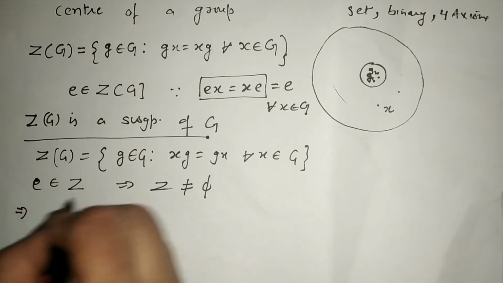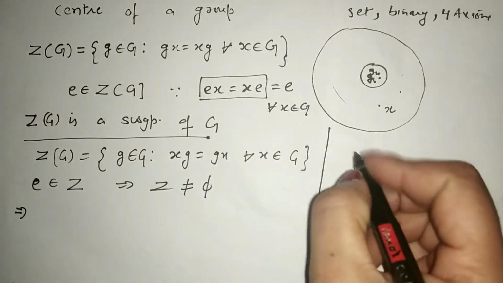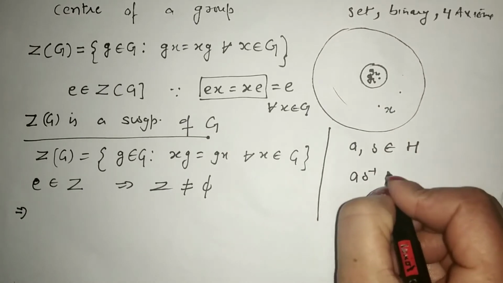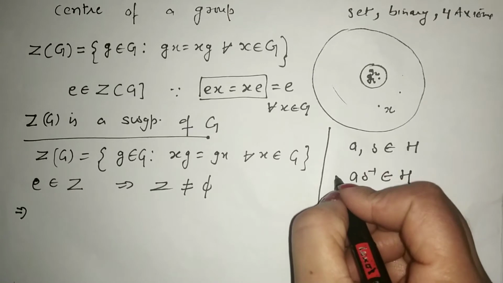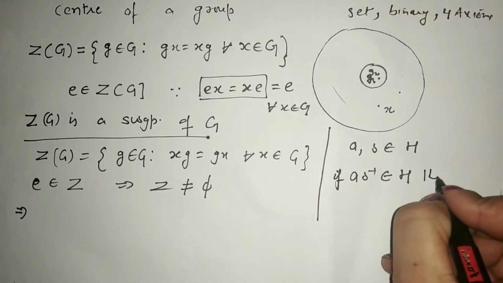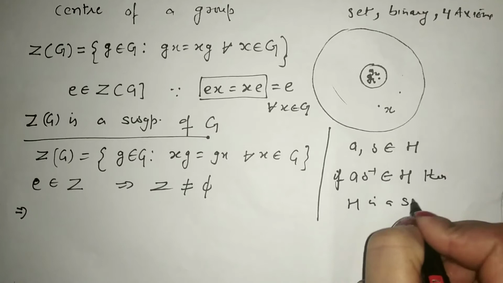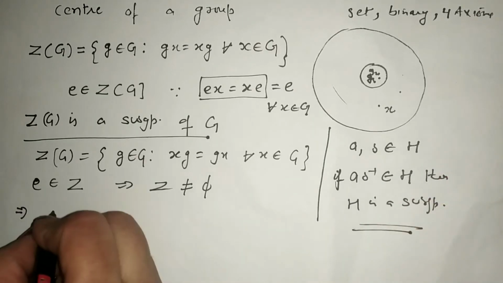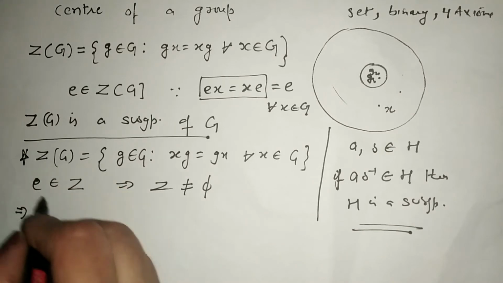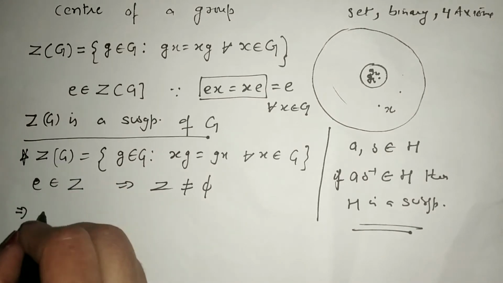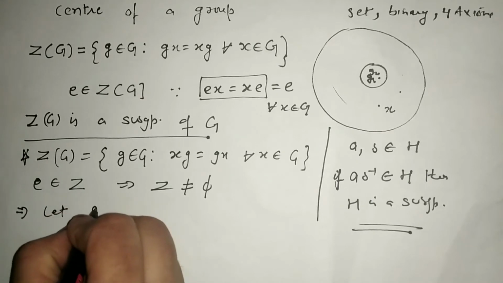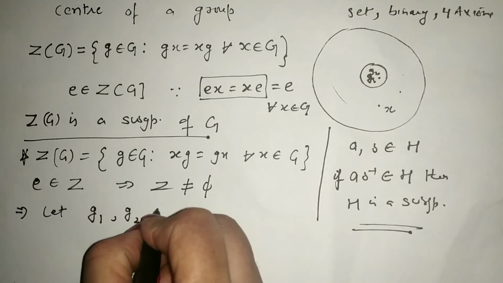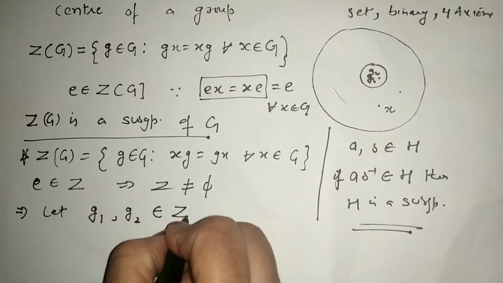Therefore, to prove this is a subgroup, our criteria is: if two elements A and B are in H, then A into B inverse must be in H, only then H is a subgroup. Right? This is the criteria that we have developed. So to prove Z is a subgroup, we take two elements out of it. Let these two elements be g1 and g2. You can take A and B also. So these are two elements of Z.